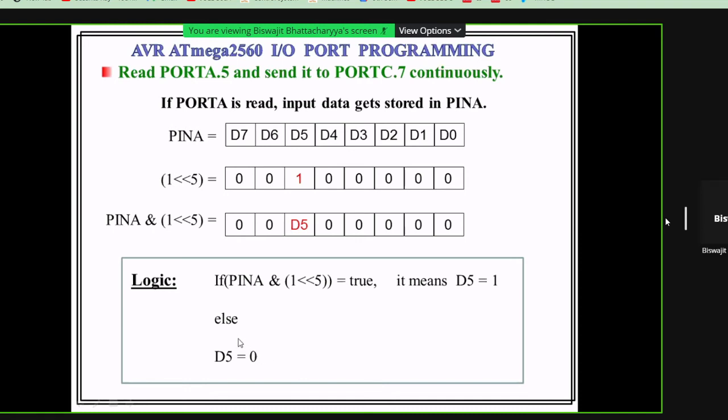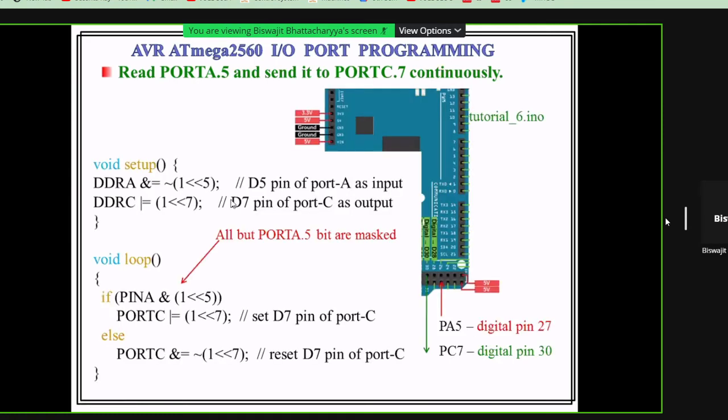So what will be our program then? This is our program. First, we configure the D5 pin of port A as input pin. And we configure the D7 pin of port C as output pin. So from the D5 pin of port A, the input goes to the microcontroller via the Arduino terminal, and ultimately the output coming from the microcontroller goes to the D7 pin of port C. That is via this particular pin it is available.